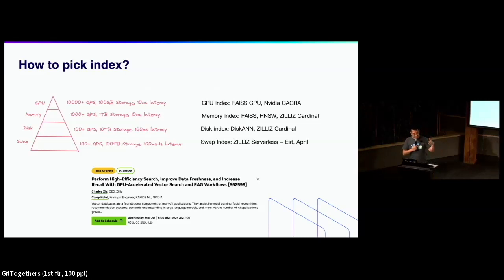And in the middle, there will be memory. You have 1,000-level QPS. You can scale to terabytes of storage. You get 10 milliseconds latency. And on the lower level, you get disk. I think we are the only open source solution that supports DiskANN. It supports tens of terabytes of storage. You get reasonable latency, 100 milliseconds.